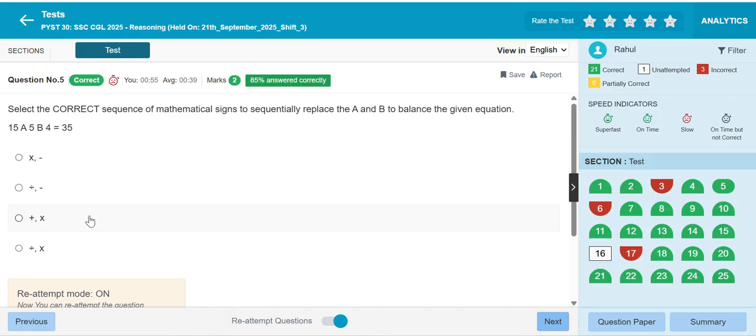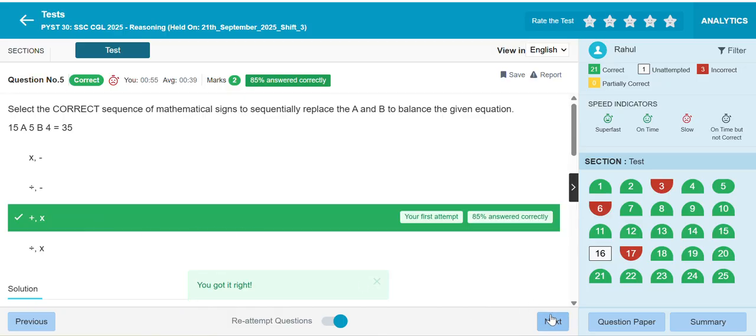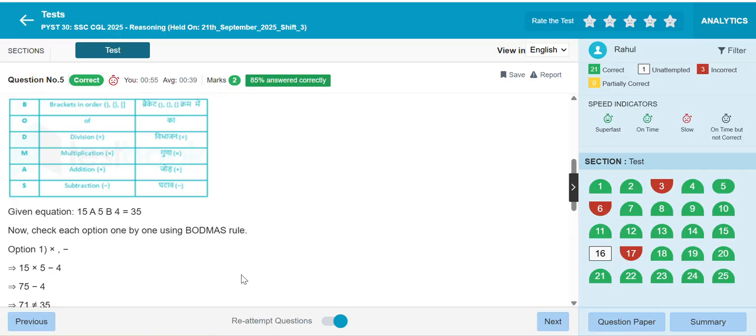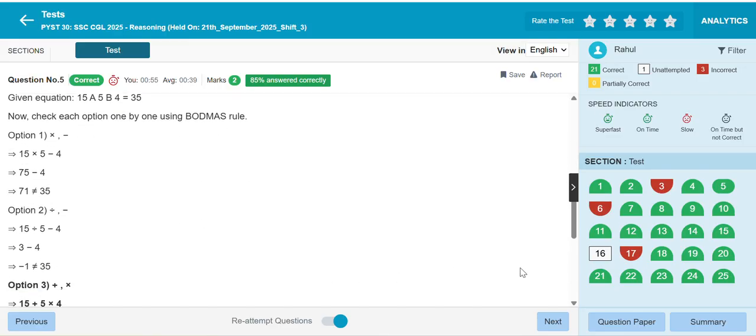So let's multiply it first. Yeah, 5. So this would probably be the correct answer because 5 fours are 20. 20 plus 15 is 35. According to the BODMAS rule, this would be correct. Yes, as per the BODMAS rule, this is simple.